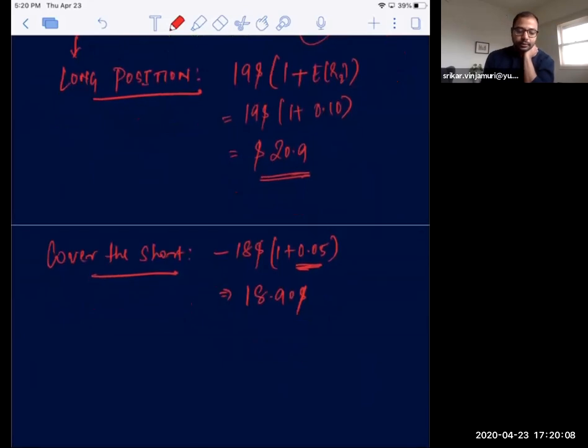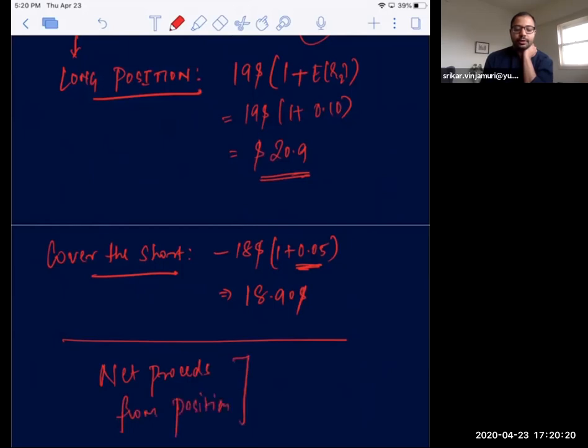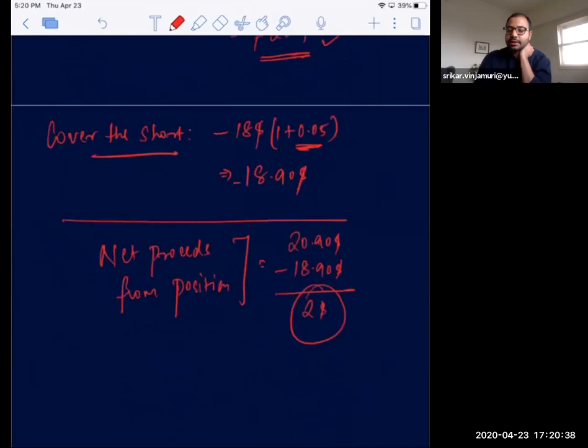Okay. So if you think about the net proceeds from this entire position, you earn $20.90 on your long position. You have to pay back $18.90 to cover your short. So $20.90 is the gains from the long position. You cover your short at $18.90. Voila, you have $2 in your pocket. You took your $1 and turned it into $2. This is 100% expected return.